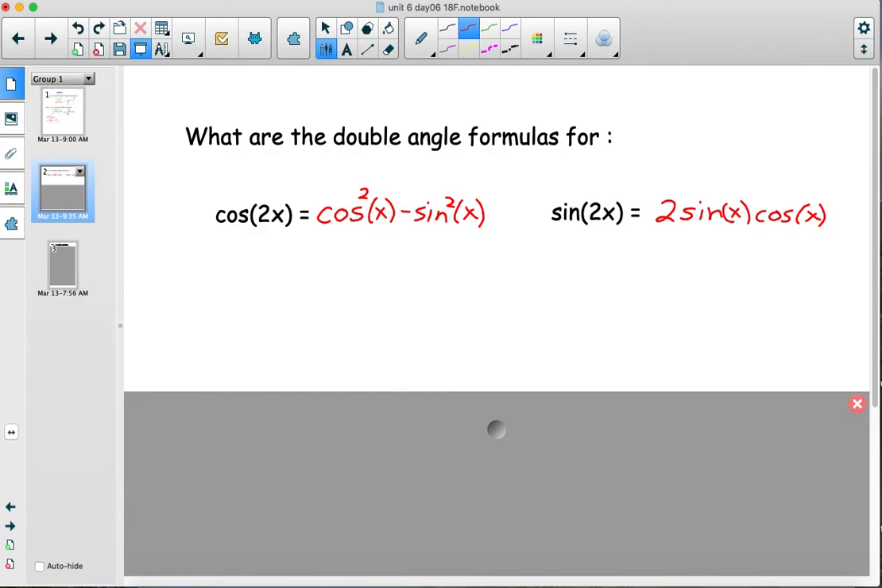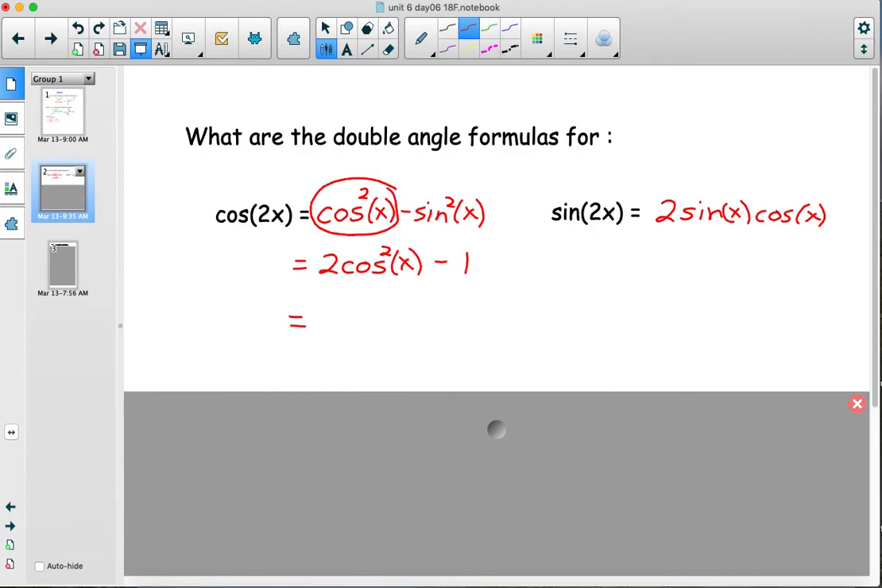Now with the Pythagorean identity that sine squared plus cosine squared equals 1, we could convert. Let's say we switched and changed the sine squared to be 1 minus cosine squared from the Pythagorean identity. So what would happen then when we simplify? We'd have cosine squared minus the quantity 1 minus cosine squared, and so that would give you 2 cosine squared x minus 1.